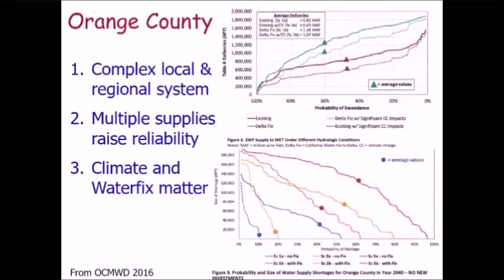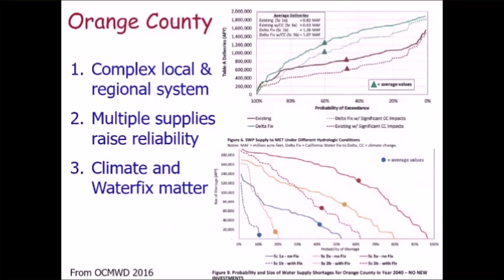Orange County has a really nice report that I have a reference to at the back. Has a much more complex local and regional system. As you saw in the earlier schematic, they have a lot of different supplies. They have some abilities to manage demand and groundwater. And this particular report is very interested in climate change and in water fix, because they get a lot of their water directly or indirectly from the Delta.